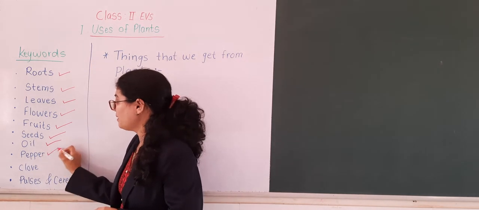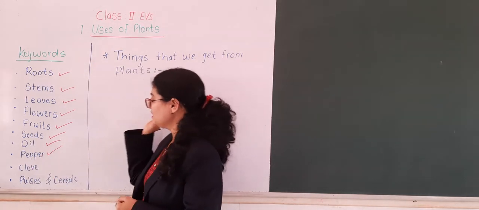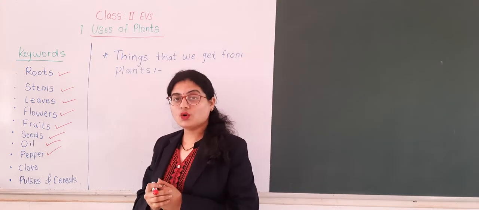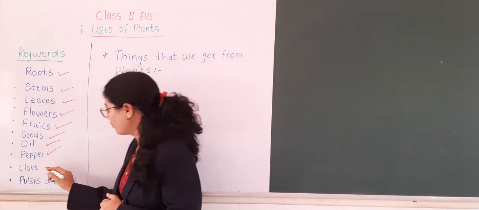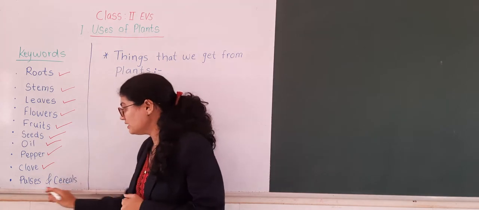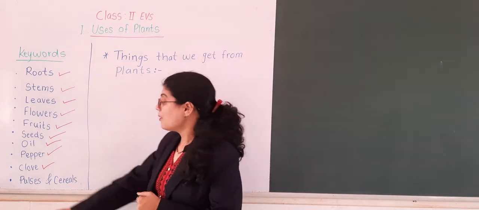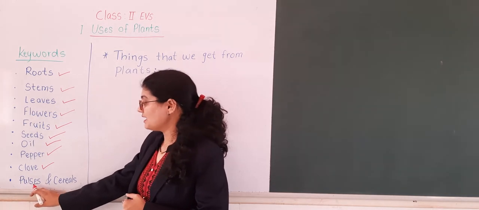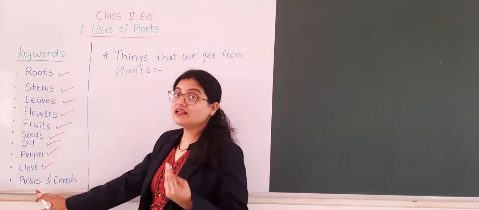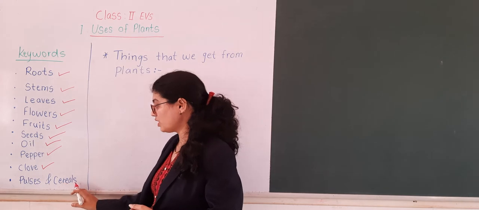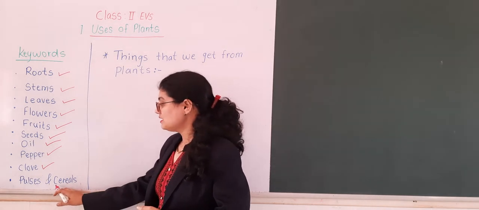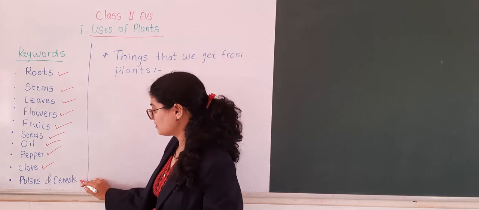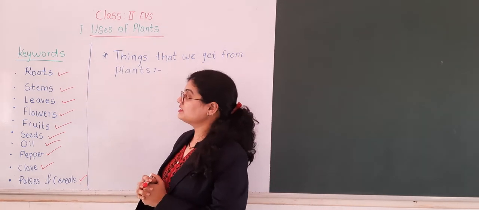P-A-P-E-R, paper. Then the second last word is clove. C-L-O-V-E, clove. And here we have the last words, pulses and cereals. P-U-L-S-E-S, pulses. And this word is cereals, C-E-R-E-A-L-S. Right, my dear children?